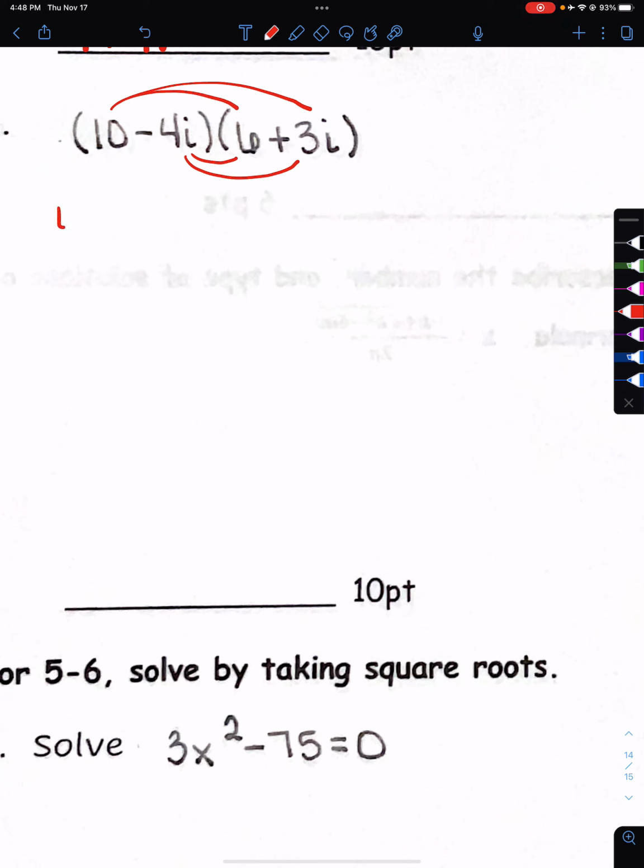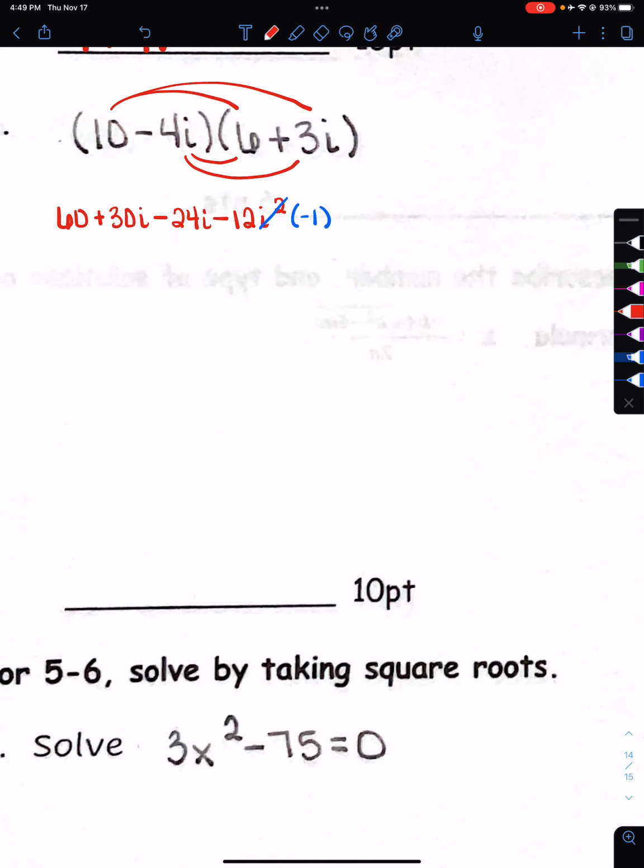So 10 times 6 gives me 60. 10 times 3i gives me positive 30i. Negative 4i times 6 gives me negative 24i. And negative 4i times positive 3i gives me negative 12i squared. I times I, this is when it makes i squared. Now this i squared here, I am going to replace with a negative 1.